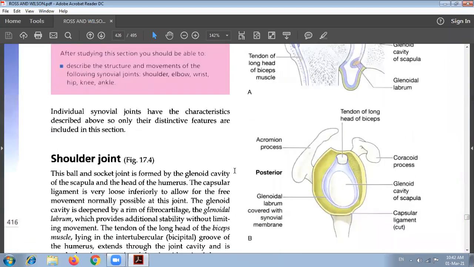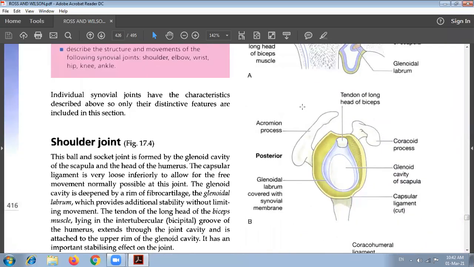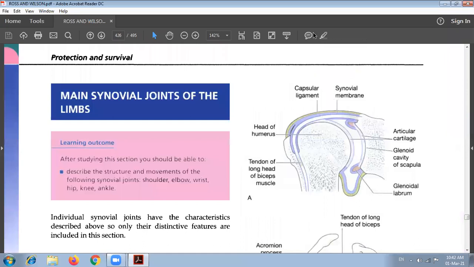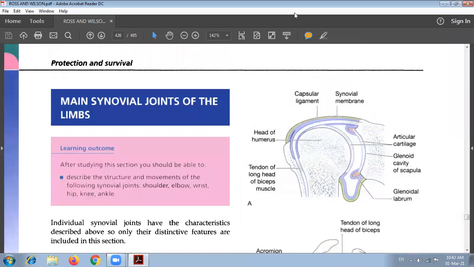Here you can see the shoulder joint. This is acting as a head. This head is fixed in this cavity, that is the socket. So this allows the movement, and this is the head of the humerus. This is the tendon, this is the capsular ligament, then synovial membrane, then articular cartilage, then glenoid cavity of the scapula, then glenoidal labrum. All these are shown in this diagram, and these make up the shoulder joint.